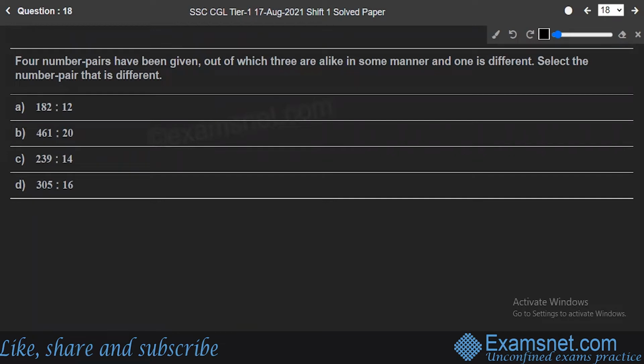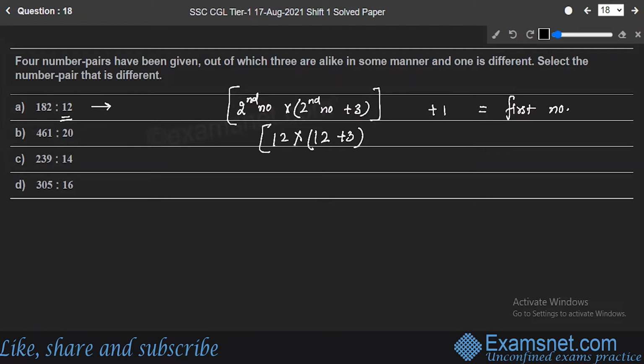See, in this question, the logic which is being followed is: second number, if I'm adding 3 to it and multiplying it with the second number, and the whole thing, if I'm adding 1 to it, you are getting your first number. So let's check which one of these is following this rule and which is not. See, this is 12. So I'm having 12 plus 3 multiplied by 12, the whole thing added 1 to. So this is 12 into 15 plus 1, that is equal to 180 plus 1, which is equal to 181. It is not equal to 182.